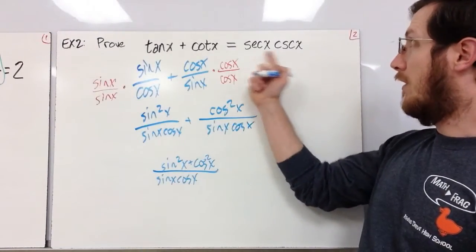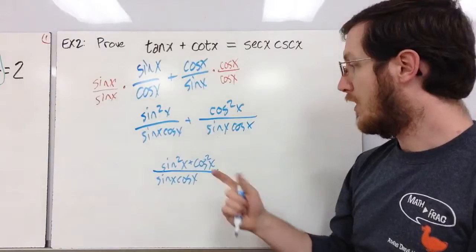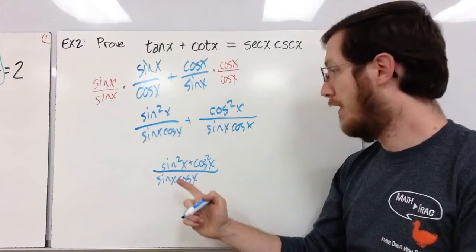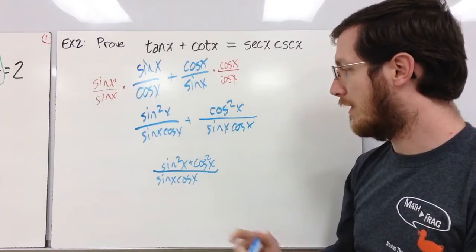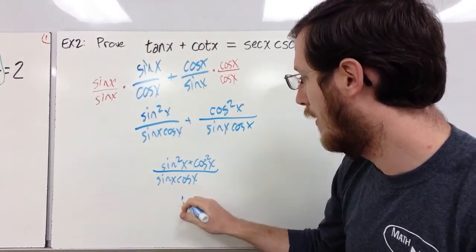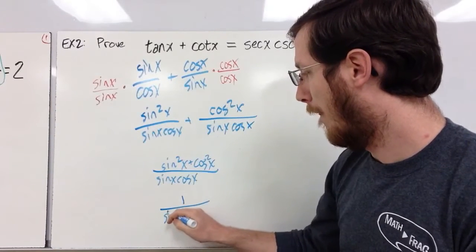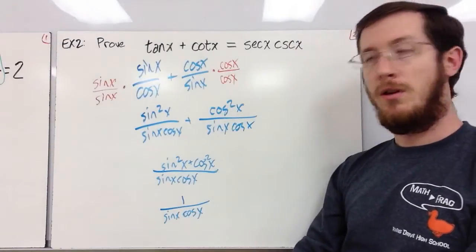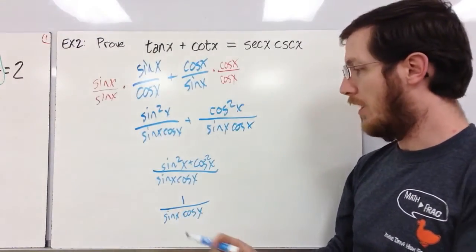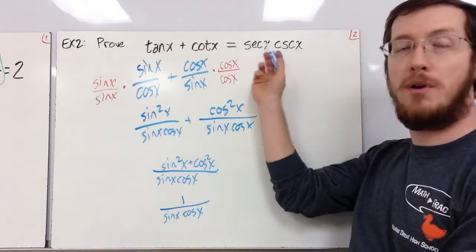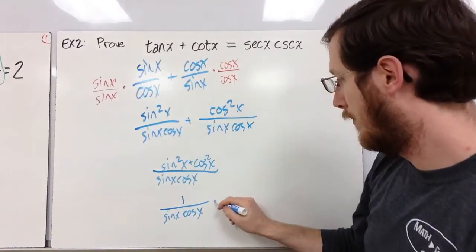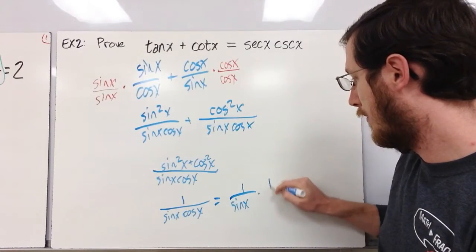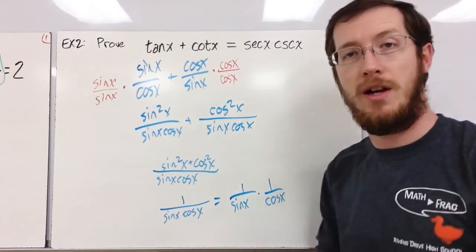Again, our goal is to make it look like this. We've got one term now, which is good, so we're slowly making our way towards that. Now, we know from our Pythagorean identity that sine squared of x plus cosine squared of x is just 1. So let's rewrite that. We've got 1 over sine of x cosine of x. We're almost there. I'm going to split this into a product, since this is a product of two trig functions: 1 over sine of x and 1 over cosine of x.